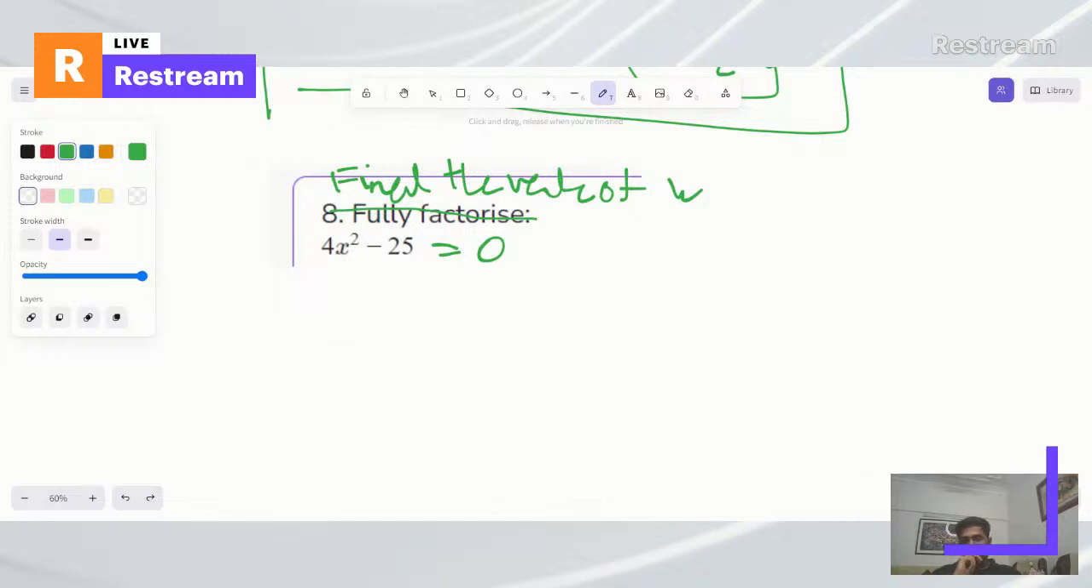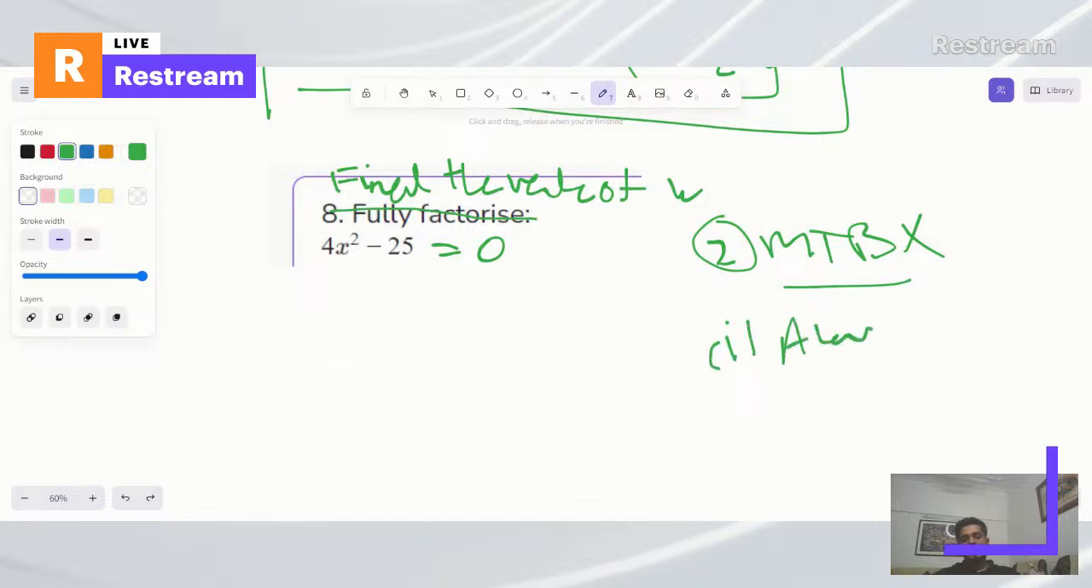See, it does not have a middle term, right? So we cannot use the second way that we've studied. We cannot use the middle term breaking. I'm just gonna write down MTB, middle term breaking. So we cannot use this. We have to use the first way, which was using an algebraic formula. So which algebraic formula do we apply over here?